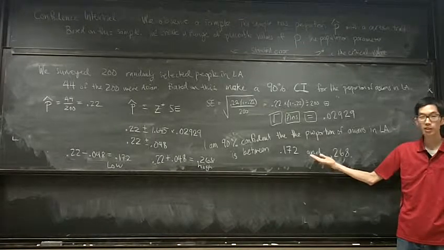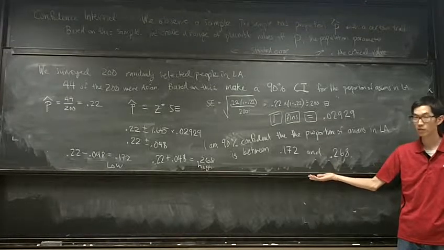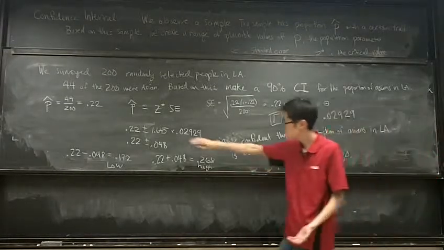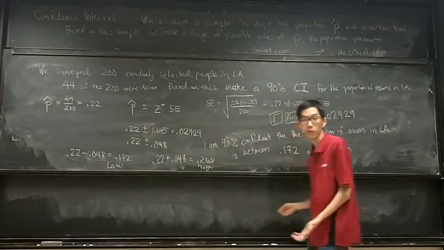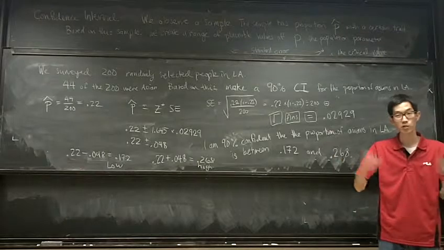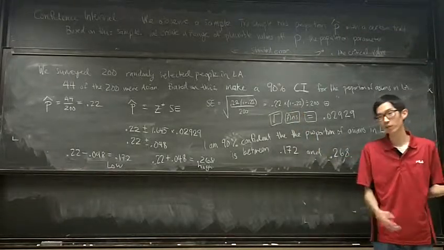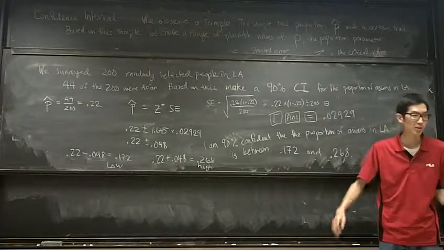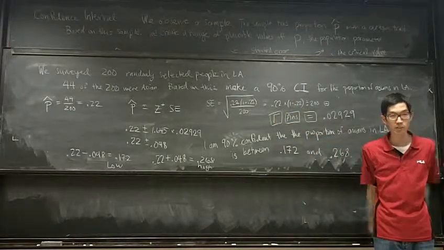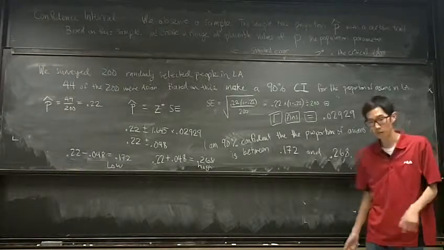If I asked you to make a 95% confidence interval, what would you do differently? I just don't use 1.645, I use 1.96, okay? What would happen to my confidence interval? Does it get bigger or smaller? It gets bigger, okay? I'd be 95% confident it's between 16 point something percent and 27 point something percent. So now I have to just create a wider range, okay? Now you're less precise about your answer.